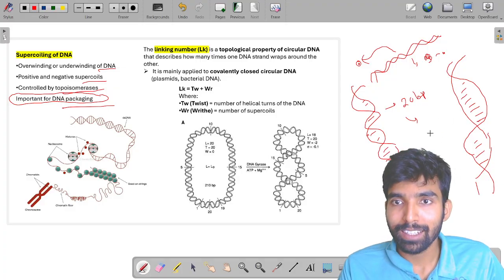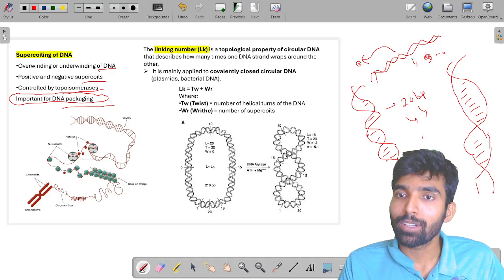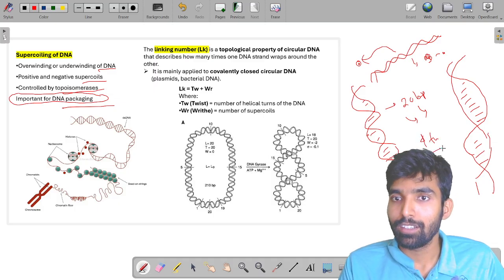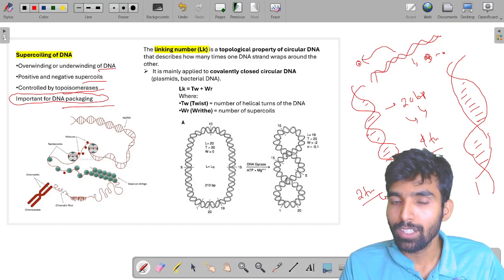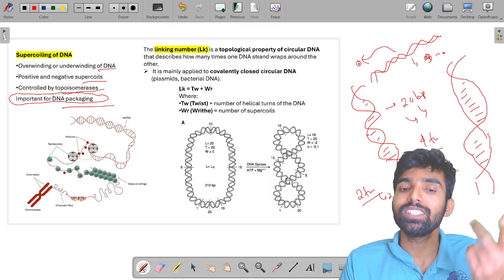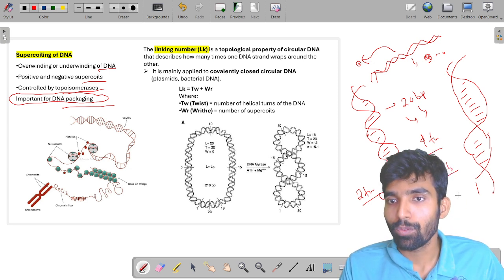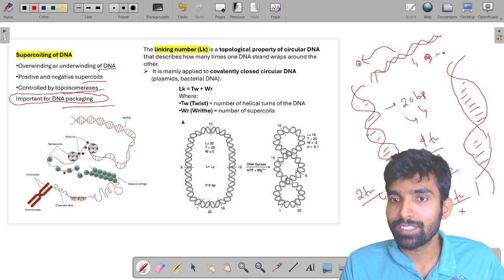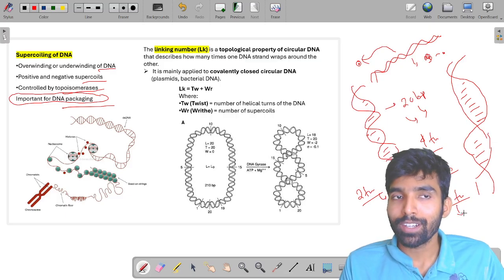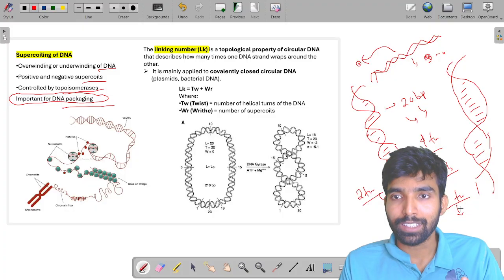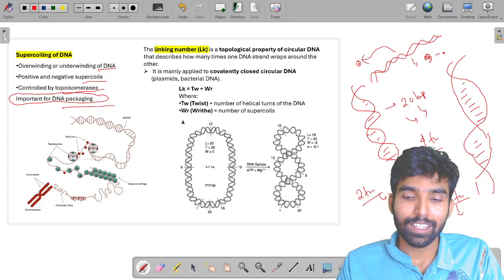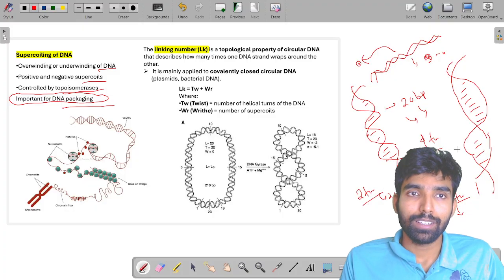And overwinding means, let's say 20 base pairs are there, but you are giving 4 turns. Right now 2 turns are there, with 20 base pairs. If you do 4 turns, each turn will have 5 base pairs. Or with 1 turn, each turn will have 20 base pairs. So 1 turn means that's the underwinding, and 4 turns means that's the overwinding. That means you are packing it up and up.